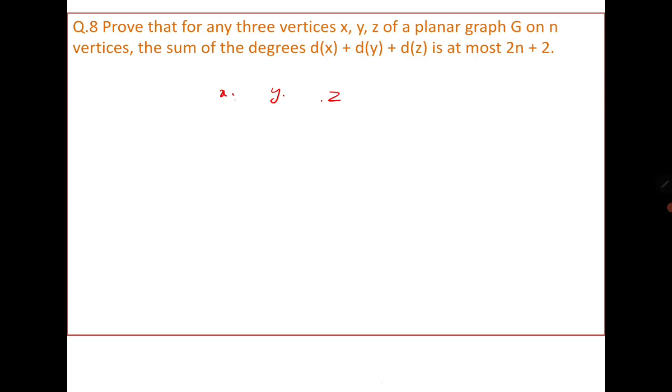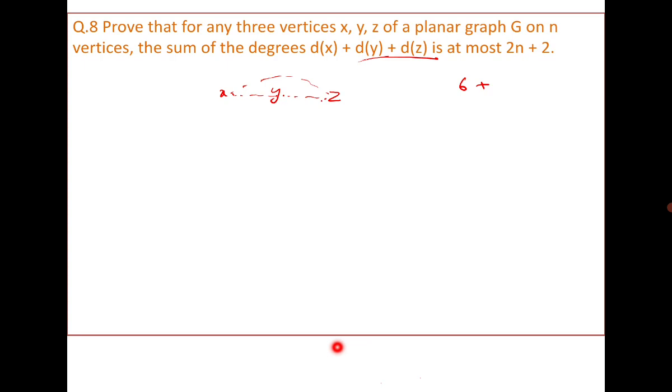Now among themselves, if each one is adjacent to the other one, then the degree of x is 2, degree of y is 2, degree of z is 2. So it contributes 6 among themselves. This could be the worst case, that all of them are adjacent among themselves. So in that case, the contribution to the degree sum d of x plus d of y plus d of z is 6, because degree of x is 2, degree of y is 2, and degree of z is 2. Now the next information is the graph is planar.